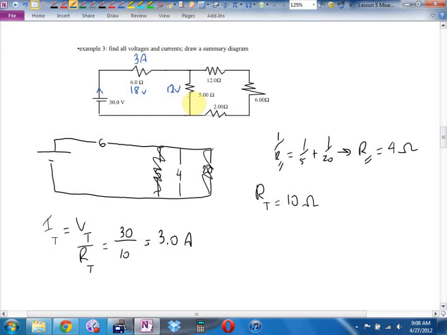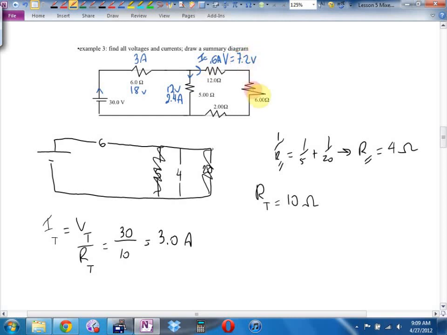Current is V over R. 12 divided by 5. What's the current here? 2.4 amps. So 2.4 amps went this way. How many amps went this way? Got to be 0.6 amps. Do I know 2? I now know the voltage. What's the voltage? 0.6 times 12, 7.2 volts? Yeah?